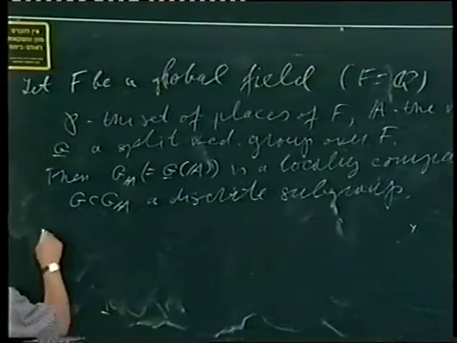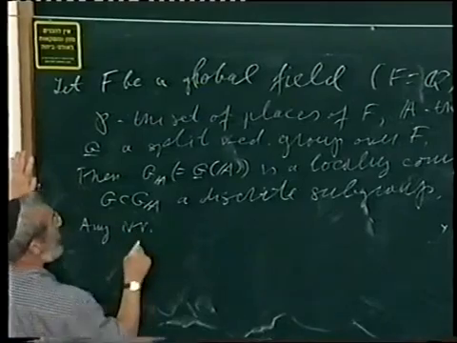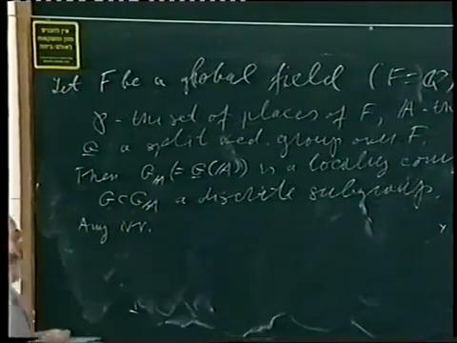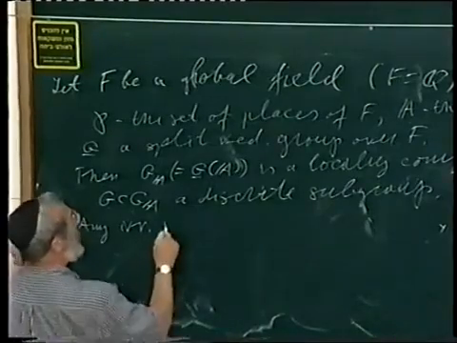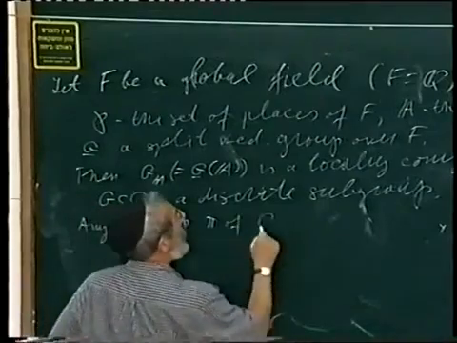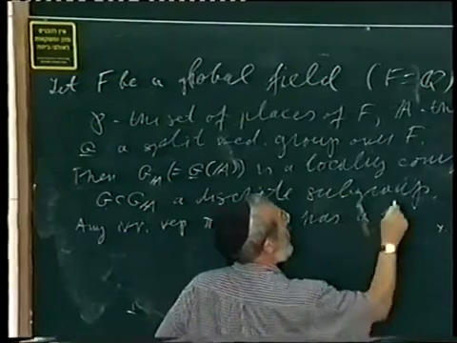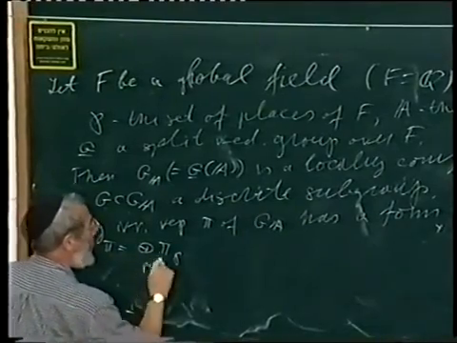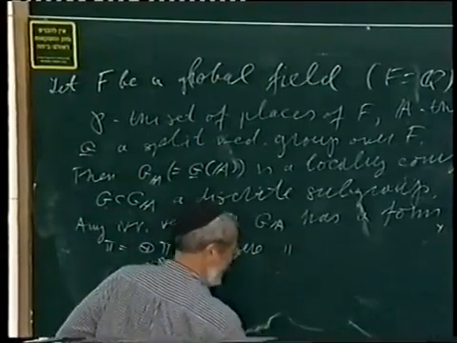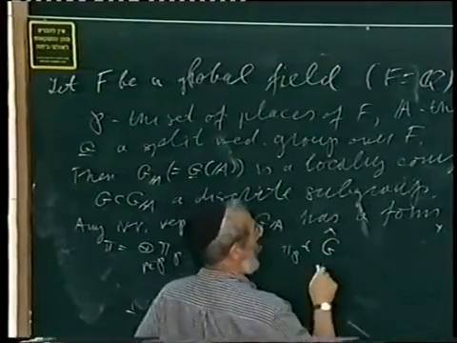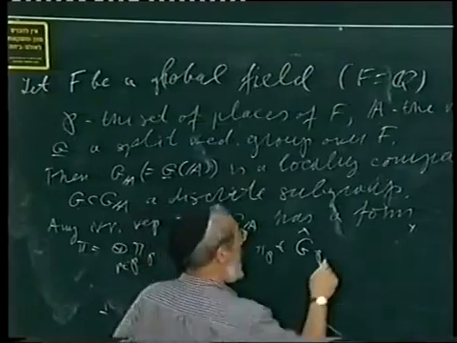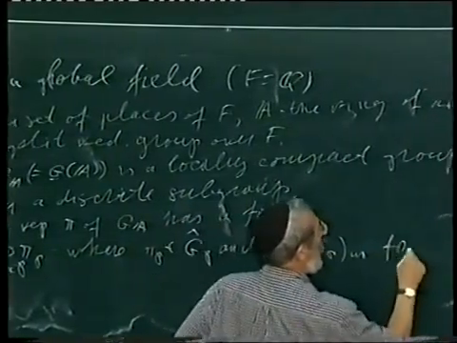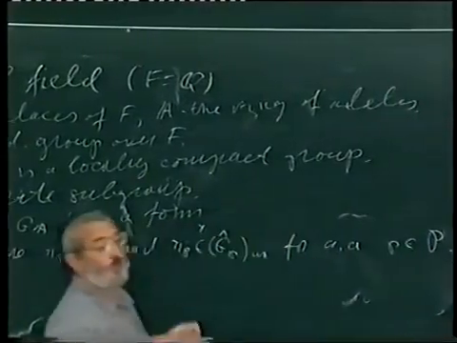Now, any irreducible... It depends: if it's semi-simple, it has finite volume. If it's reductive, it's not. So I will ignore these differences. Any irreducible representation pi of G_A has the form: pi is a tensor product of pi_p over local fields, where pi_p is, of course, an irreducible representation of our group G_p, and pi_p is in the unramified part for almost all p. This is your general structure.